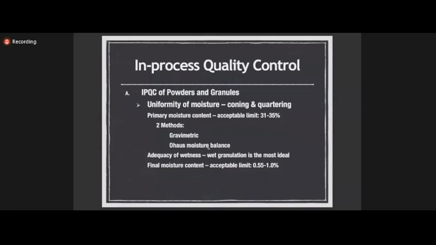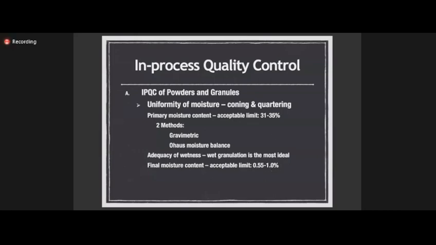Okay? Next, we have uniformity of moisture. So, we have coning and quartering. No, that's the method of checking for the uniformity of the moisture. So, for moisture content, dapat hindi lumampas ng 31 to 35 at first. No? So, the primary moisture content of powders and granules is 31 to 35. So, after granulation, the final moisture content dapat mas maliit na lang siya. So, ito, una, initial, 31 to 35. Pero sa final, dapat sobrang konti na lang. No? 0.55 to 1%.